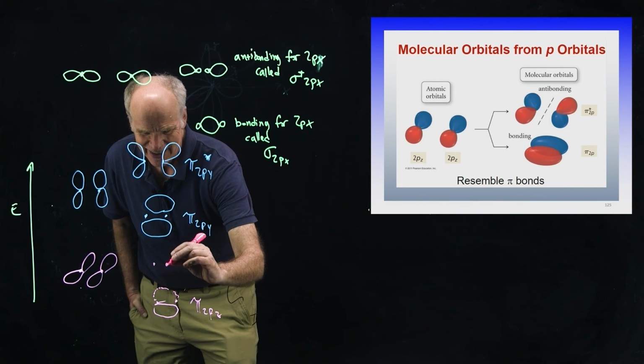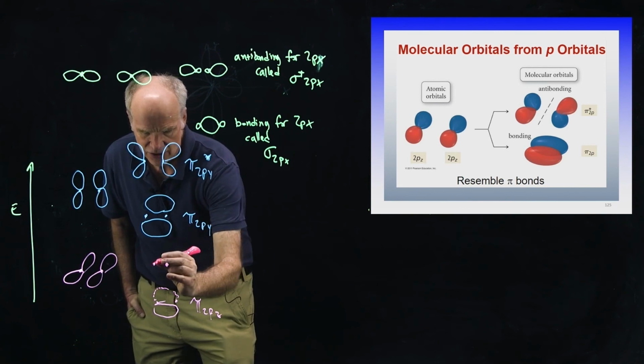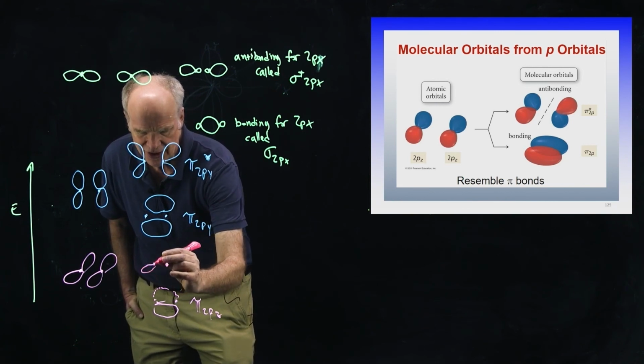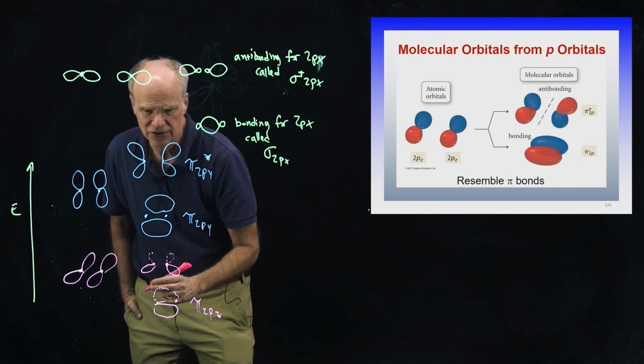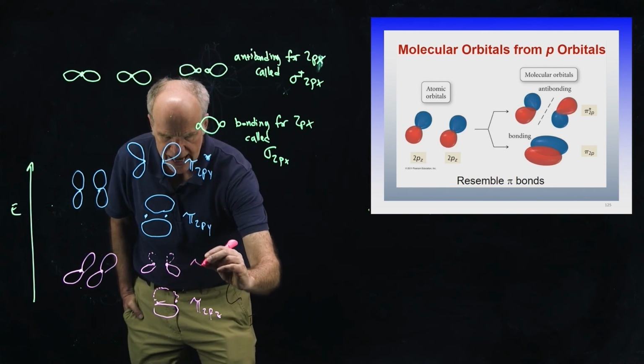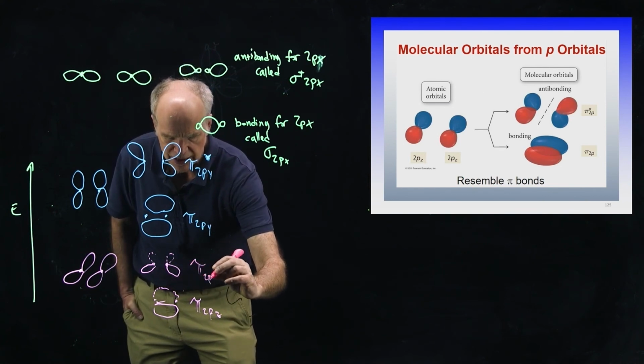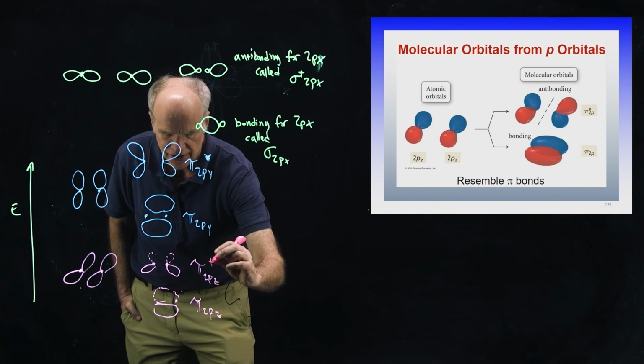Now, what does the antibonding orbital look like? Well, this is going to look like a lobe kind of heading out toward you, and then another lobe going into the board, and then this other nucleus, a lobe heading out toward you, and another lobe going into the board. And so this is the antibonding 2pz orbital, so I'm going to put a star there.